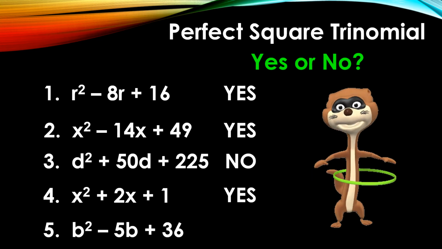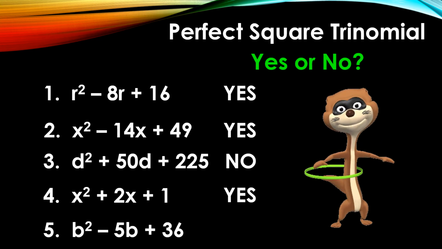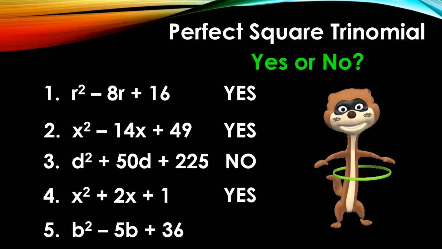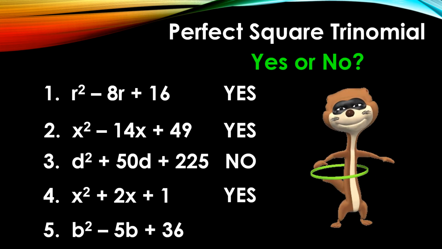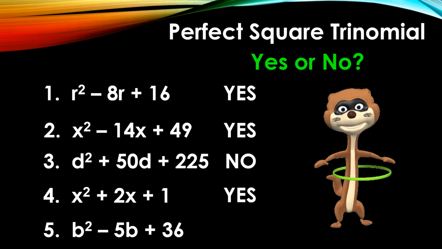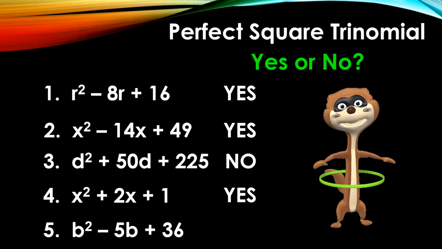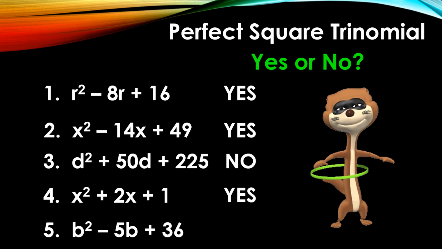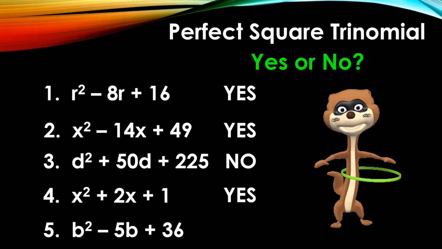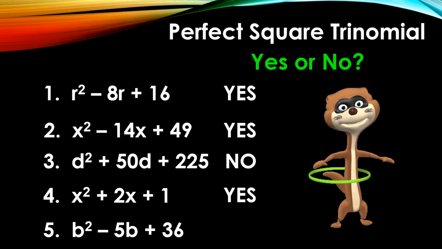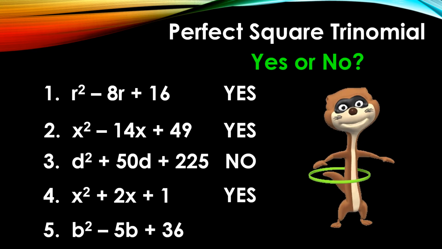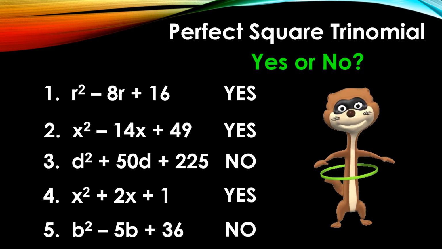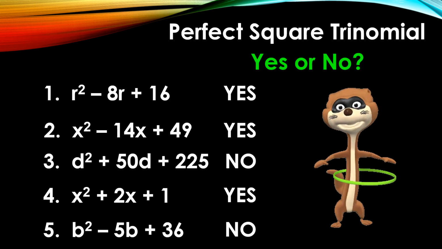Number 5, trinomial din siya. The first term ay b squared. The last term is 36, parehong perfect square. Square root of b squared is b, and the square root of 36 is 6. Pag tinimes mo si b at saka si 6, the answer is 6b. Pag tinimes mo siya sa 2, 6b times 2 is 12b. But wait, our middle term is 5b. So, that means that our number 5 example is not a perfect square trinomial.